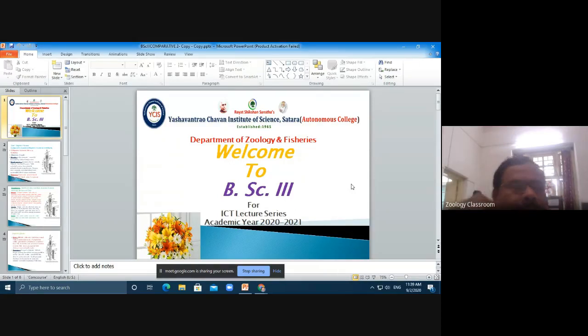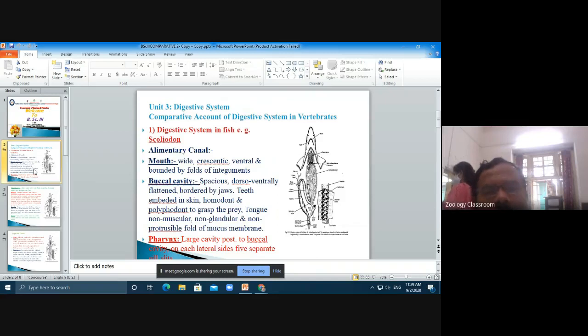Now let us consider the first one, that is the digestive system in case of the Scoliodon. Here we are taking the example from the Scoliodon.